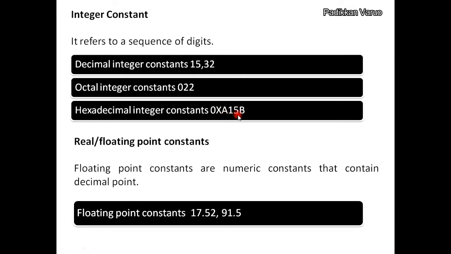Okay, then the next category is real or floating point constants, because this constant consists of the decimal point or the fractional part. That is, floating point constants are numeric constants that contain a decimal point. See this example, 17.52. We are including the fractional part, right? 20.5 or 3.75, etc. can be considered as a real or floating point constant. So this comes under the numeric constant category.